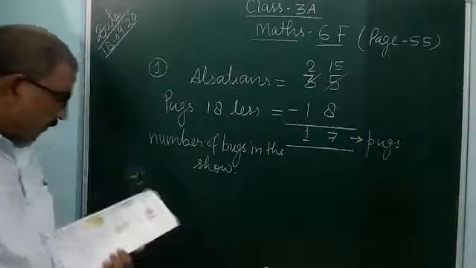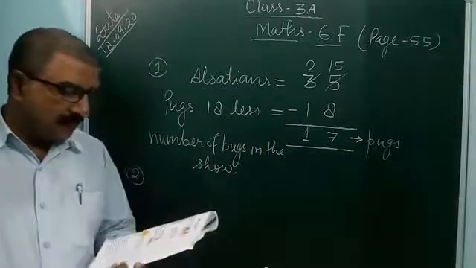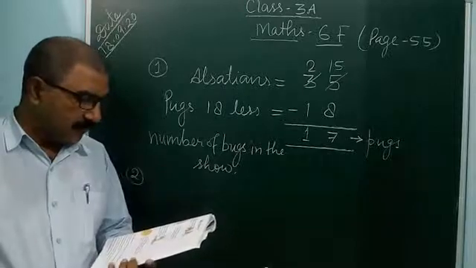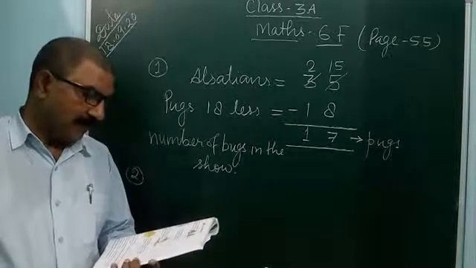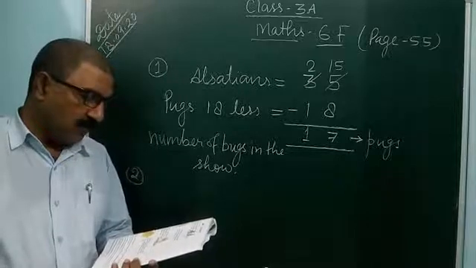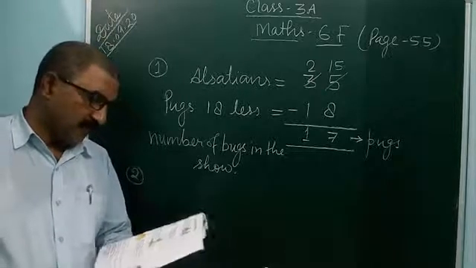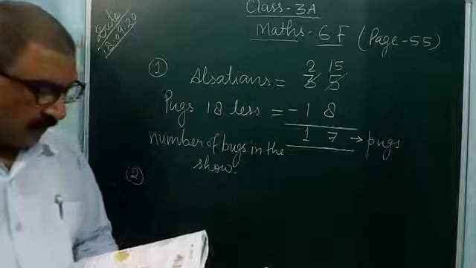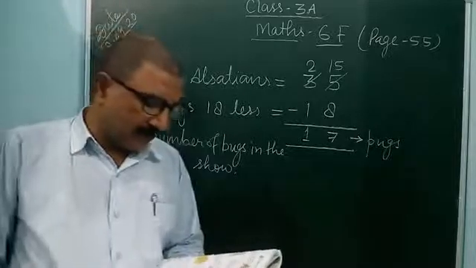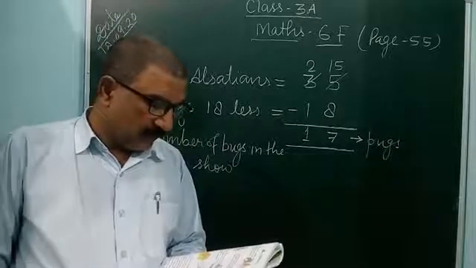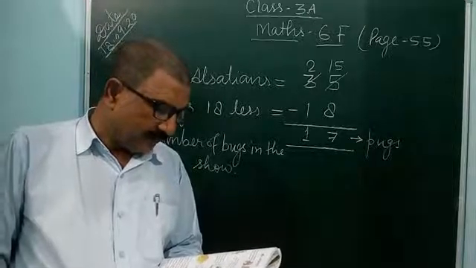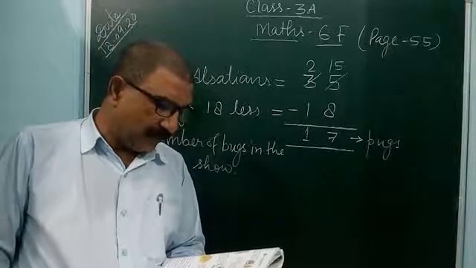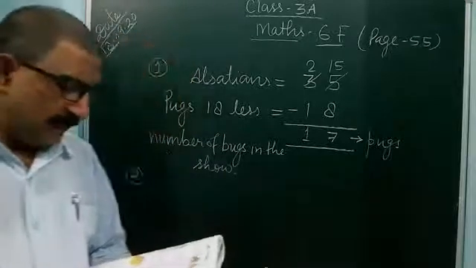Second question. Liza's grandfather is 61 years old and her aunt is 28 years younger than him. How old is her aunt? So Liza's grandfather is 61 years old and her aunt is 28 years younger than him. How old is her aunt?